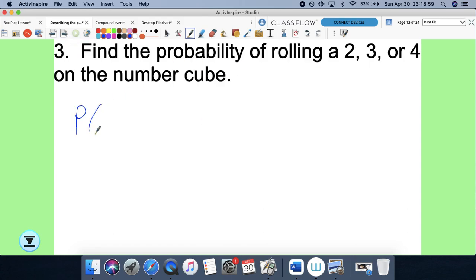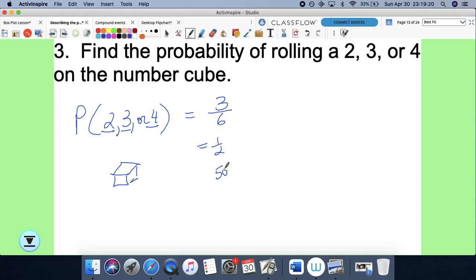Now, this says, what's the probability of getting a 2, 3, or 4 on a number cube? So if you have that cube again, if it lands on 2, it's okay. If it lands on 3, it's okay. And if it lands on 4, it's okay. So you have 3 chances out of 6. So that's a 50% chance that that might happen.